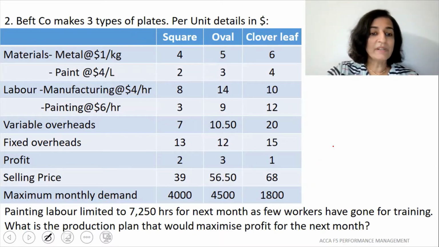Painting labor is limited to 7,250 hours for next month.